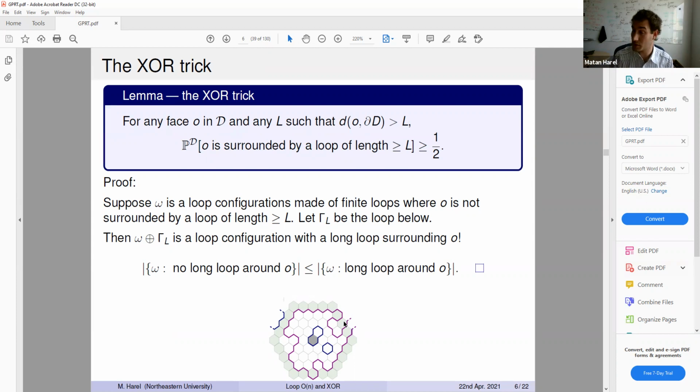And that closes the thing, because in a uniform measure, the probability of landing in the set with long loops is its cardinality divided by the total cardinality. So if this set's larger, the probability is smaller.